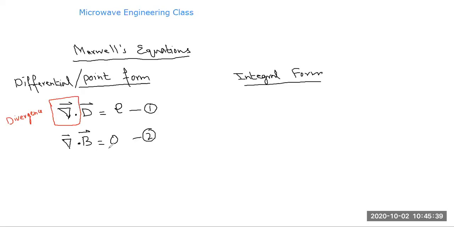What is the meaning of the second equation, which is telling us that divergence of magnetic flux density is 0? The reason is because we don't have isolated magnetic charges. As a result, there will be no point from where magnetic flux will be coming out or going inside. So this second equation is basically the physical limitation. In nature, there is no isolated magnetic charge. That is the reason that the divergence of magnetic flux density will always be equal to 0.